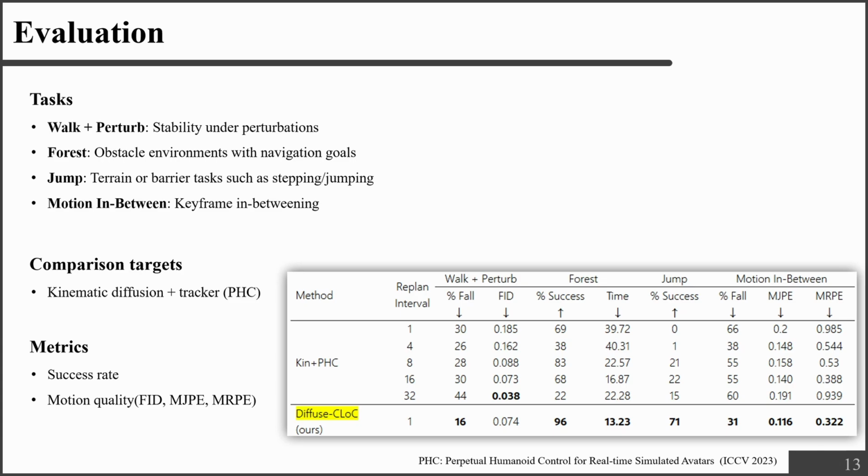A key point of interest is sensitivity: whether performance changes significantly when task constraints or guidance weights are changed. The paper positions Diffuse-CLoC as improving robustness to such changes by coupling planning and execution in a single joint generator.